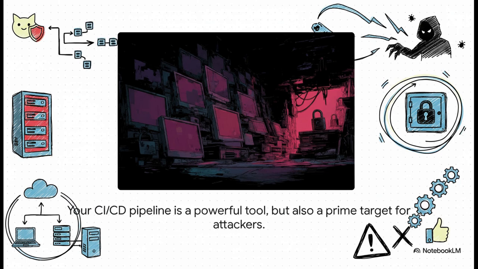Think about it. Your GitHub Actions environment is incredibly powerful. I mean, it's got privileged access to your source code, your build artifacts, and a lot of the time, even your cloud admin credentials. It's totally essential, right? But that power also makes it a brand new and super critical attack surface that adversaries are very actively targeting.